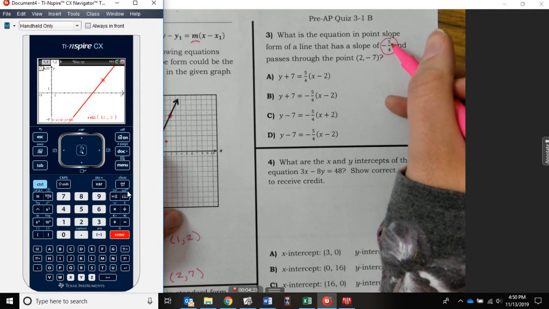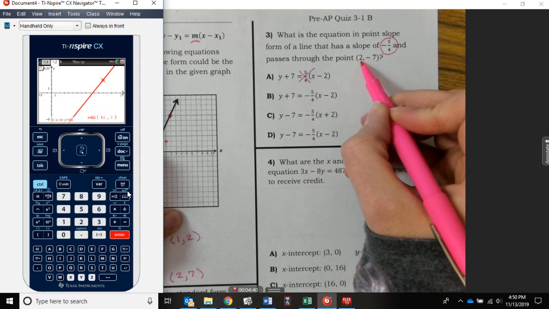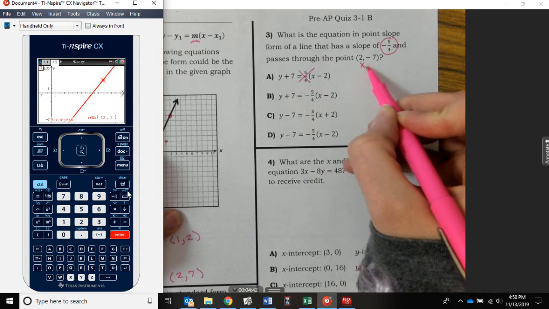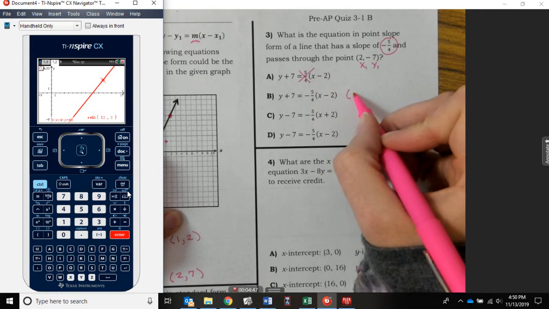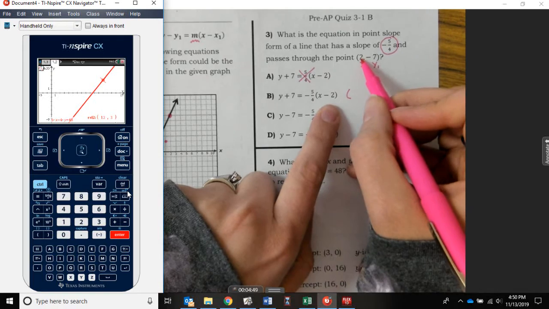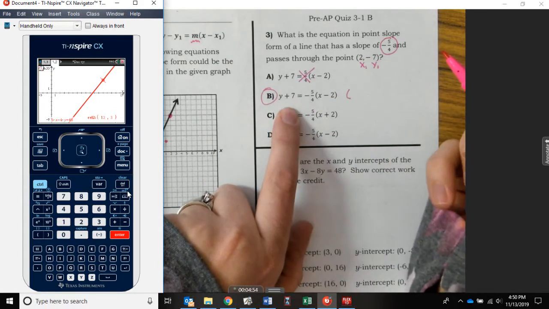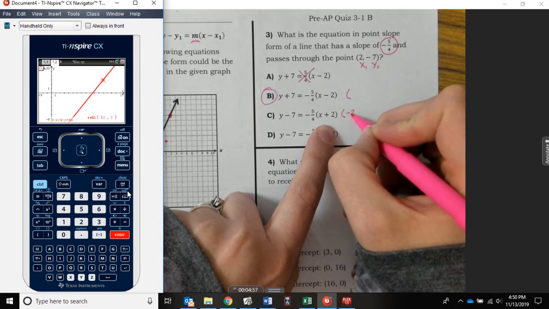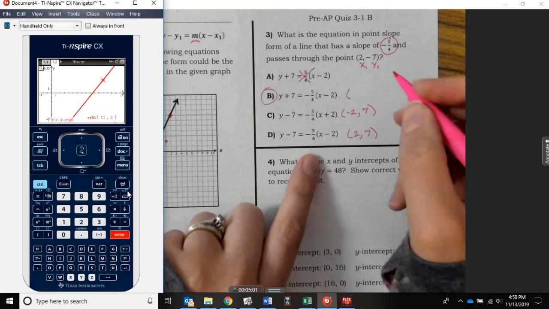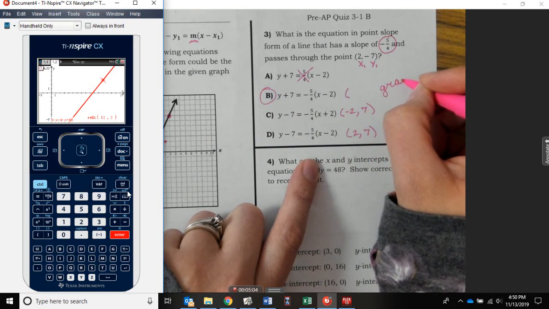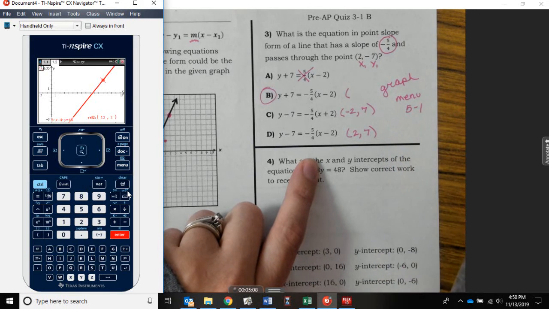So since my slope is -5/4, that makes that one out. And then the point is the opposite number. So x, this would become a -2, which is here, and this would become a +7, which makes that my answer. And this one is saying I have -2, 7, and this one is saying I have 2, 7. Again, this is really a calculator. Graph and then do menu 5, 1 to see which point. Okay.